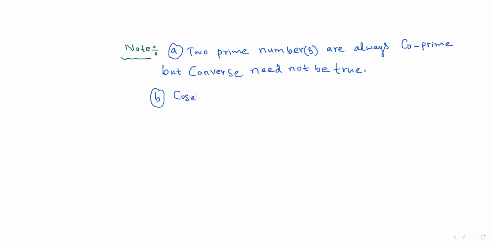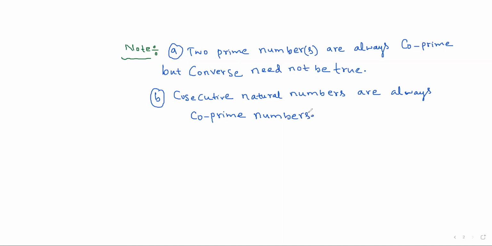Consecutive natural numbers are always co-prime numbers. Okay. So that is the basic and formal definition of co-prime numbers. I think this is clear to all. No need for any explanation here. Just tell me.